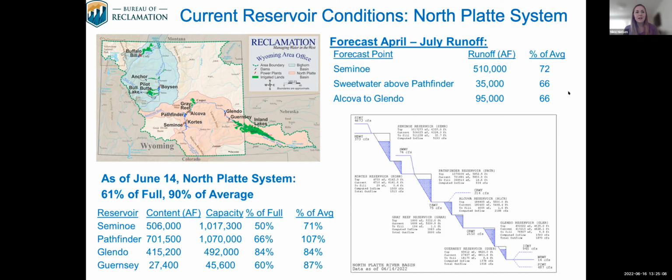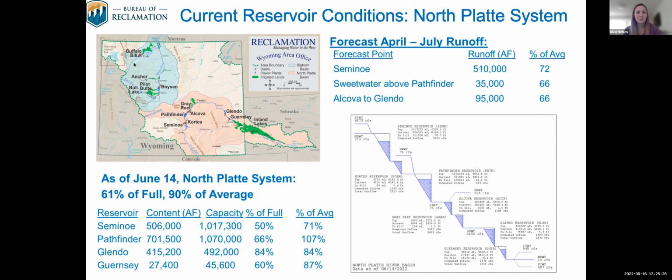So this afternoon, I'm going to share a little bit about our current reservoir conditions within the Bighorn and North Platte basins. We've had a few changes in conditions, especially up in the Bighorn Basin with the additional inflows that we've been having in the last couple of days.